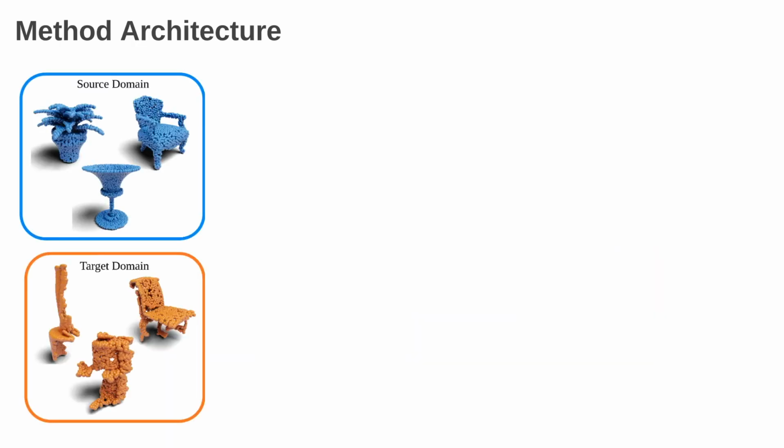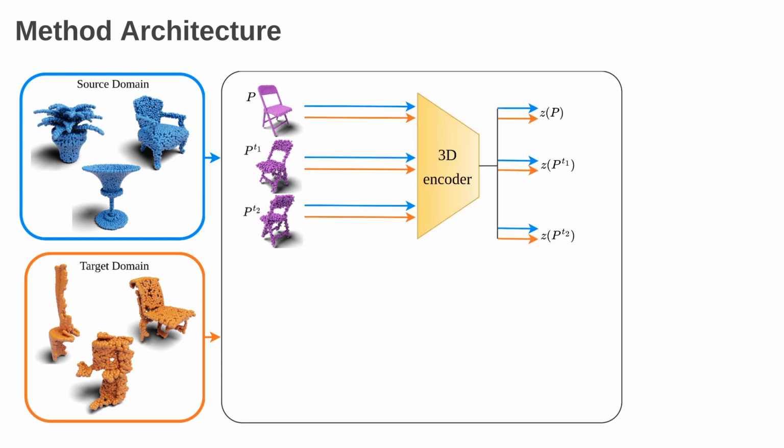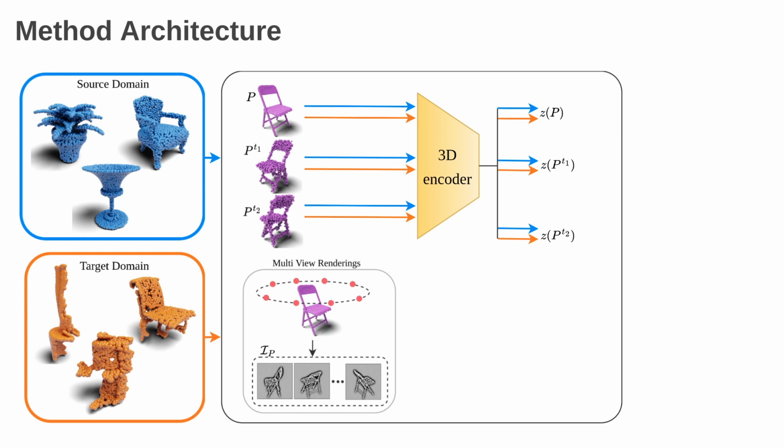Given source and target domains, with only source data having class labels, a point cloud is taken from both the domains. This point cloud is augmented with two transformations, T1 and T2, which are compositions of transformations picked randomly from a set of predefined transformations. The original and augmented point clouds are then mapped to a d-dimensional feature space using a 3D encoder, producing their respective embeddings. Along with these 3D features, we also extract multi-view renderings and get aggregated 2D features from an off-the-shelf image encoder.